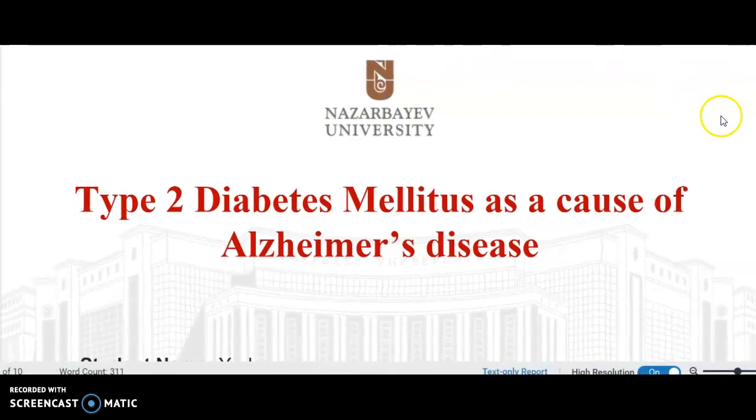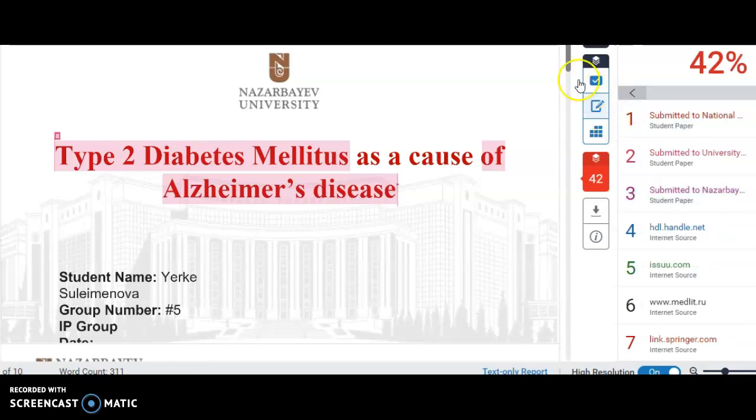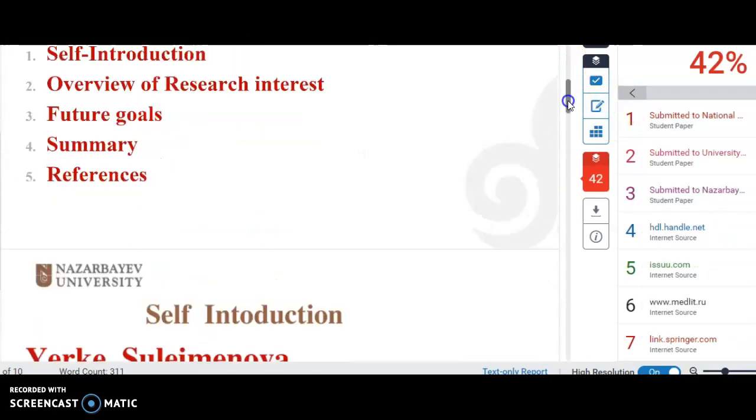Okay, so let's start. The first thing, let's look at the plagiarism. The similarity score says 42%, but that is probably your reference list. Let's check if that's the case.